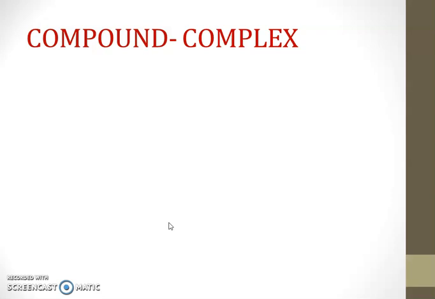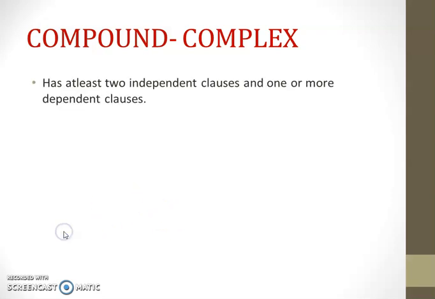Coming to the fourth type of sentence, that is the compound complex sentence. That is a combination of the features of the compound and the complex sentences. Let's look at the details. It has at least two independent clauses and one or more dependent clauses. For the sentence to be compound, it needs two independent clauses at least. Plus, in order to be a complex sentence, it should have at least one dependent clause. So it is a combination of at least two independent clauses and one or more dependent or subordinate clauses.